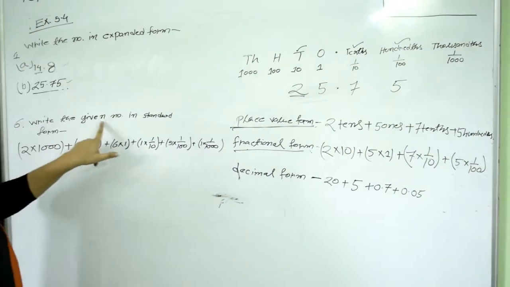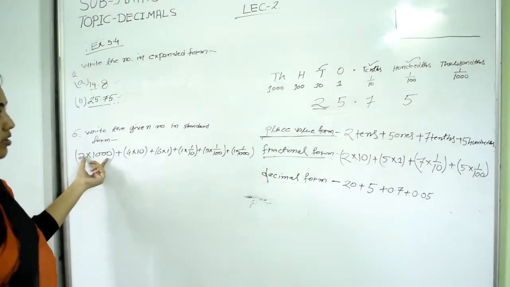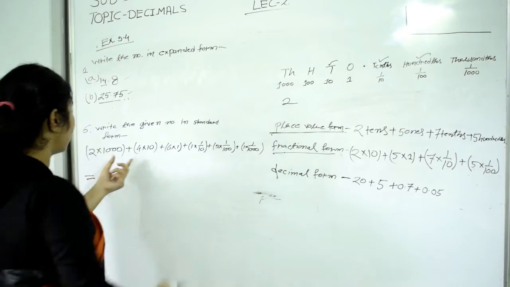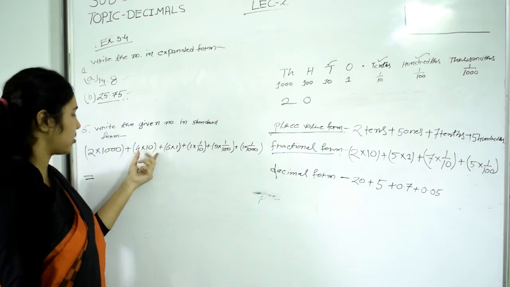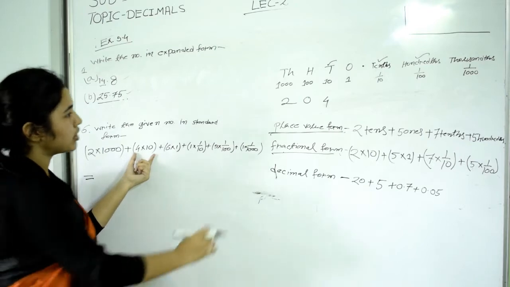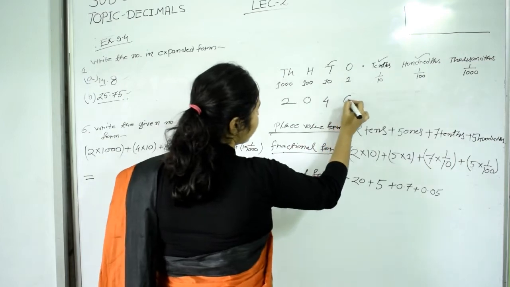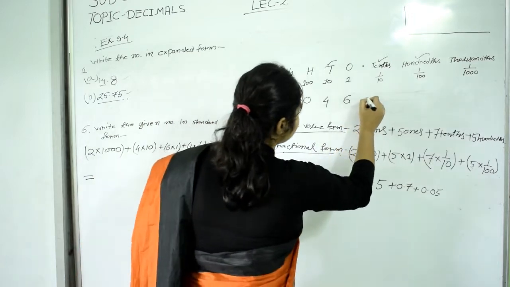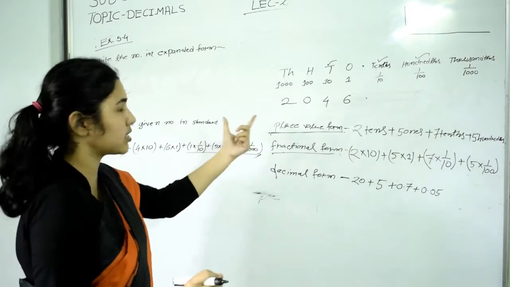Next, write the given number in standard form. 2 into 1000. So put it in the thousands place. Next, 4 into 100, which means we have 0 in tens place. Next, in tenth place, here 4 into 10, which means 4 in tens place. Then 6 into 1, which means 6 ones plus 1 into 1 by 10. So this part is the decimal part of this number.